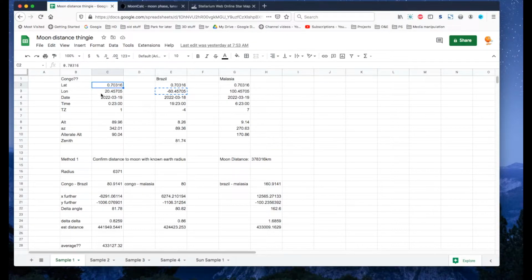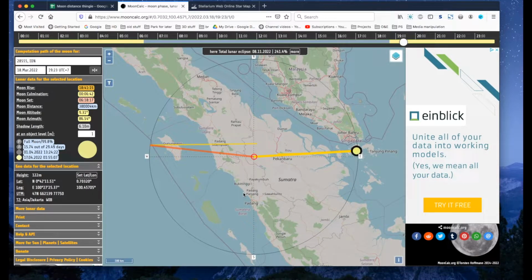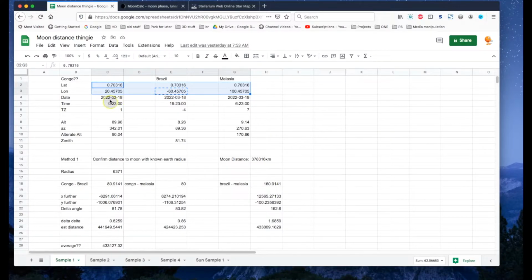So I have 3 locations. I've got somewhere in Congo, I've got somewhere in Brazil, and I've got somewhere in Malaysia. Actually, right about there. Those were the geo-coordinates. These were the local times because Mooncalc deals in local time. And those were the altitude azimuth readings that Mooncalc provided.